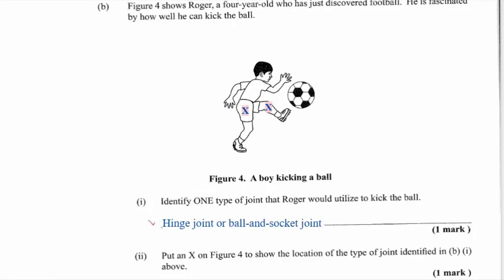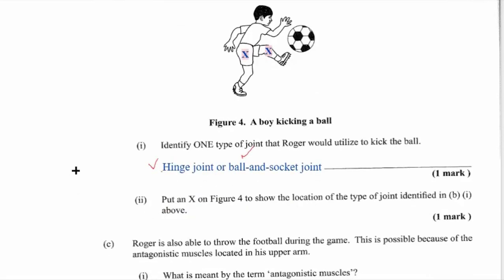And the next part of the question asks that we put an X to show the location of the type of joint identified in B1. So if you indicated hinge joint, then it would be this one, right, at his knee. And if you said ball and socket joint, you put the X around here at the pelvis area. Now let's move on to the next part.